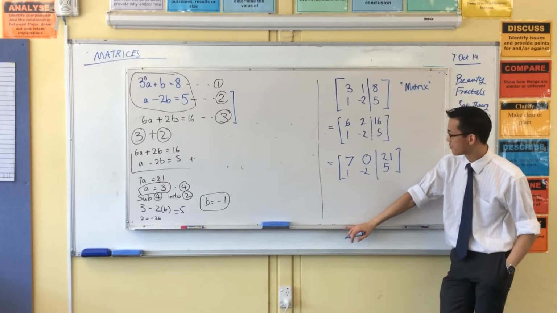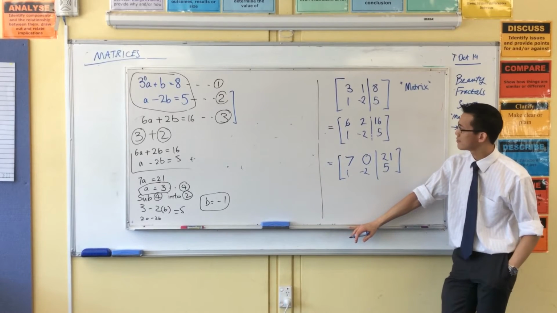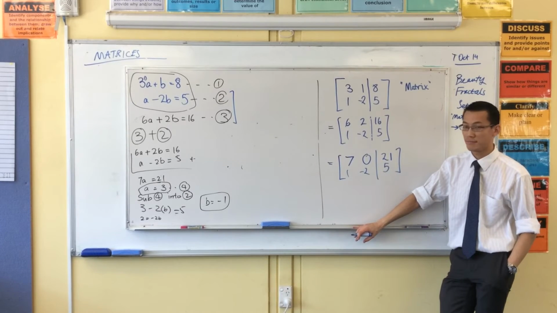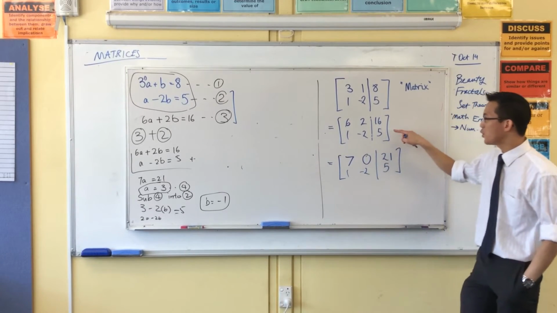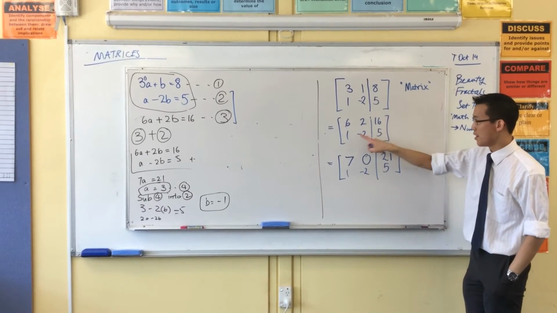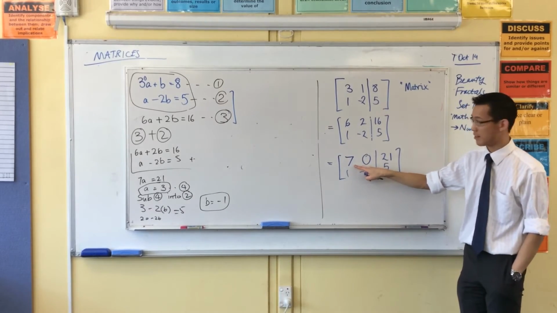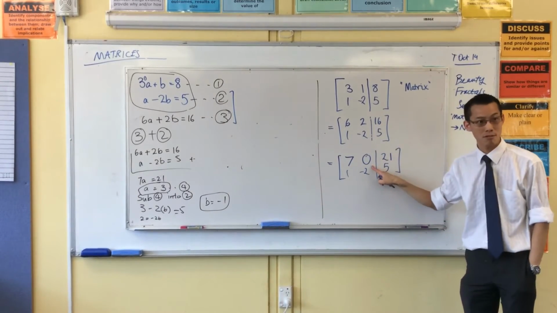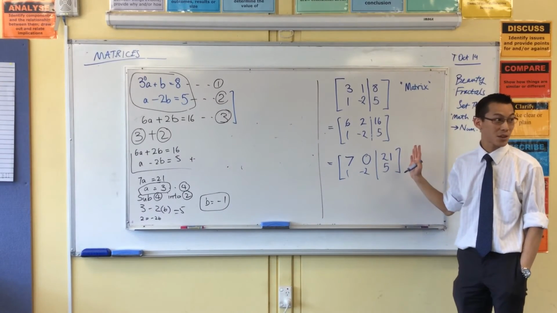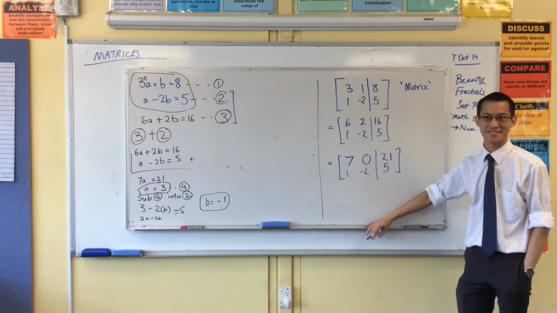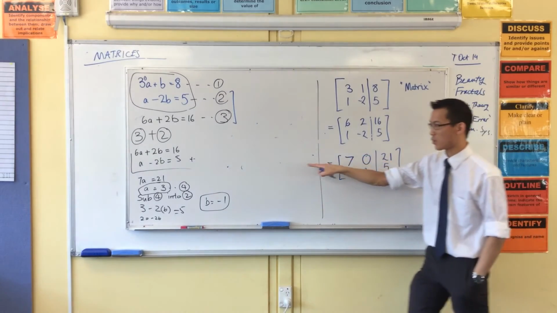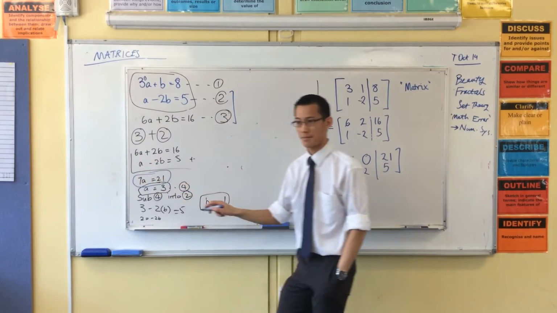You happy with that? What have I done? What did I do? I took this second line and I added it to the first one. Or I took this row and I added it to this one, right? So 1 plus 6 is 7. Negative 2 plus 2 is 0. And 5 plus 16 is 21. You okay so far? So have you figured out that 7 equals 21? Yeah, so this line here is equivalent to this line. Right? Does that make sense?